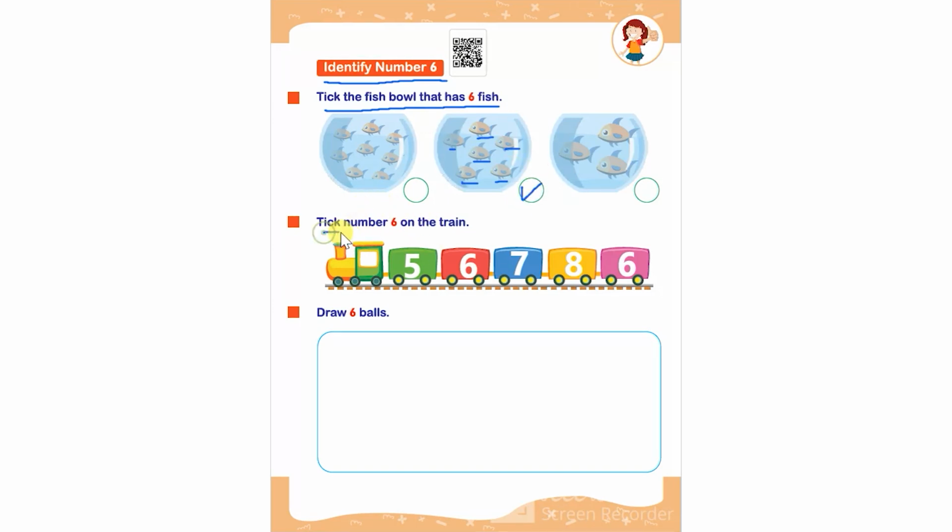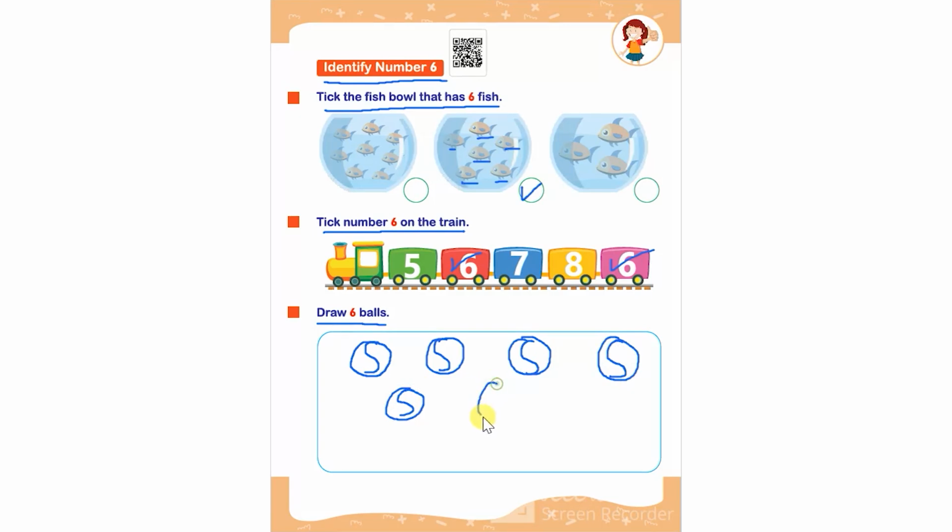Over here, tick number 6 on the train. So the child has to put a tick mark on number 6 on the train. Draw 6 balls. So here the child has to draw 6 balls. 1, 2, 3, 4, 5 and 6.